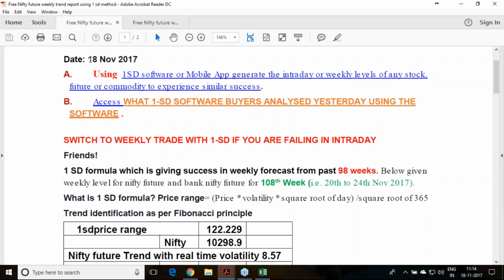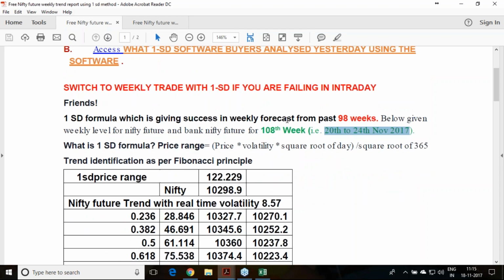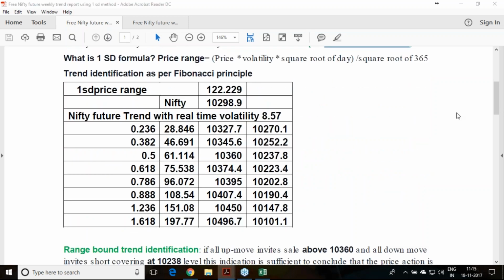For the coming week, from 20th to 24th November 2017, the trends will be like this. I have taken the last traded price of the Nifty. The real-time estimation of volatility was 8.57% annual volatility. We have used the one standard deviation formula, with 10,298 taken as the price. Volatility is taken as the square root of the number of days divided by the square root of 365. By this process, we derive the uptrend and downtrend: 10,328 above is uptrend, 10,270 below is downtrend.